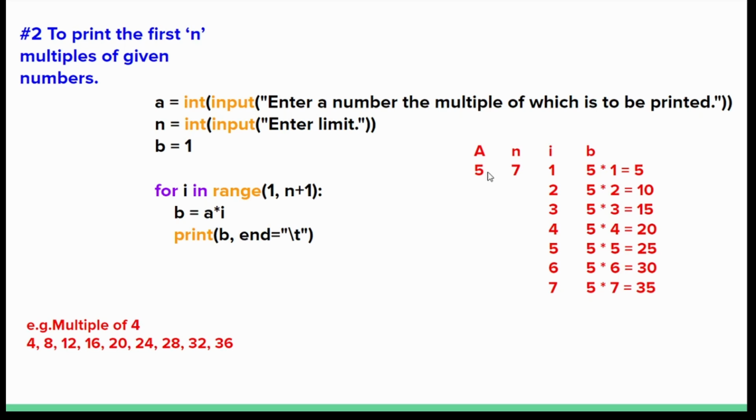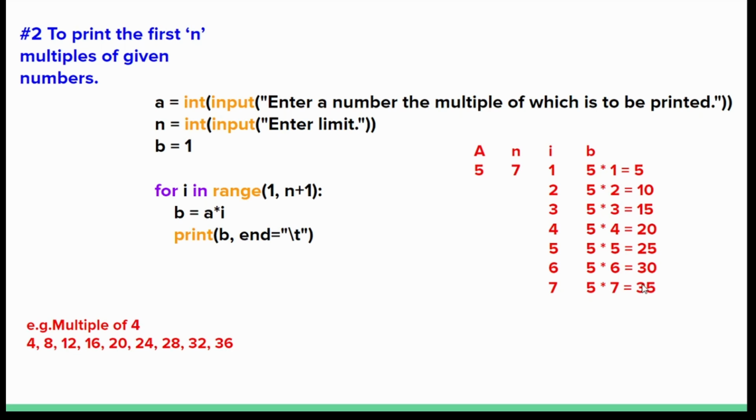And come to its explanation part. For example, I have entered 5 in a and 7 in n. Now i value is getting increased by 1, and for each value of i, b will contain the multiplication of a and i, which equals 5, 10, 15, 20 respectively.